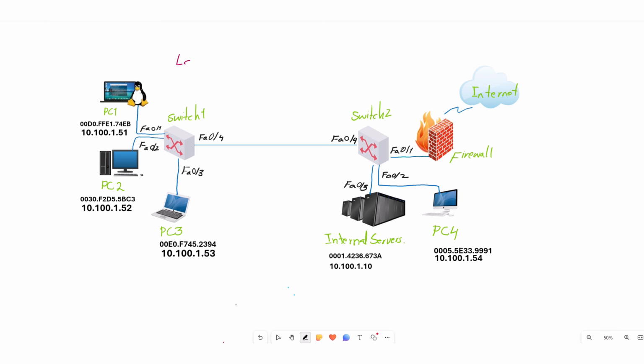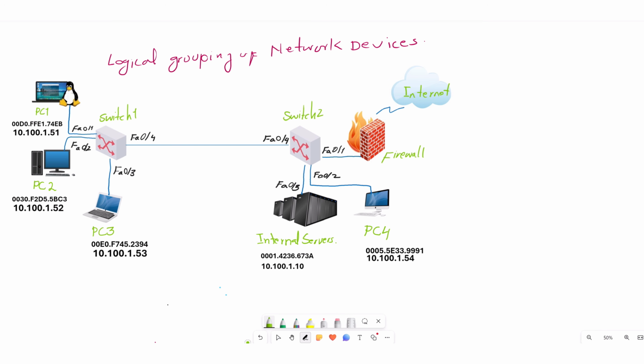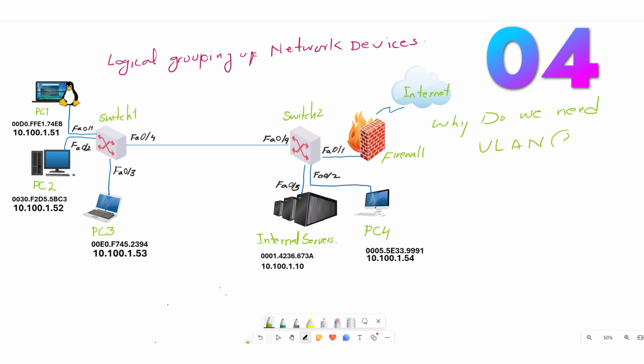Now we get to know what a VLAN is. A VLAN is a logical grouping of devices on a network. Without VLANs, all devices share the same broadcast domain, which can lead to congestion and security risks. So now you might ask, why do we need to use VLANs on our network? There are 4 major reasons we should configure VLANs for our network infrastructure.